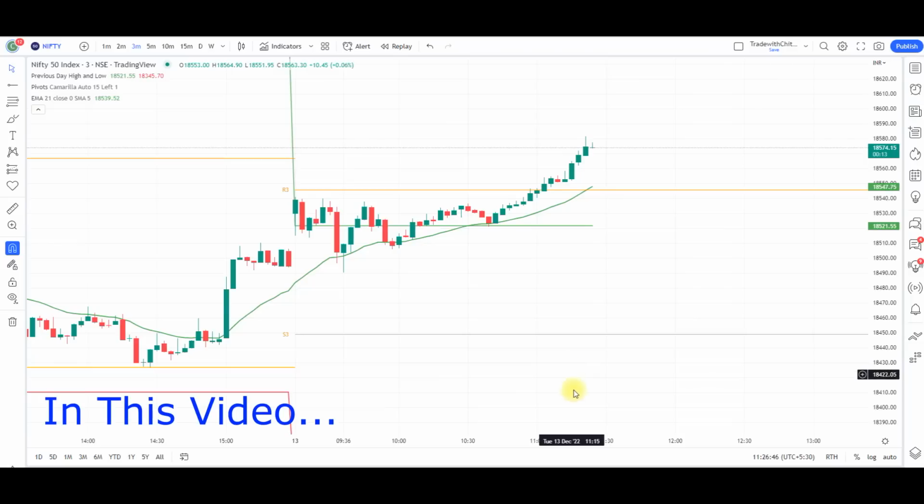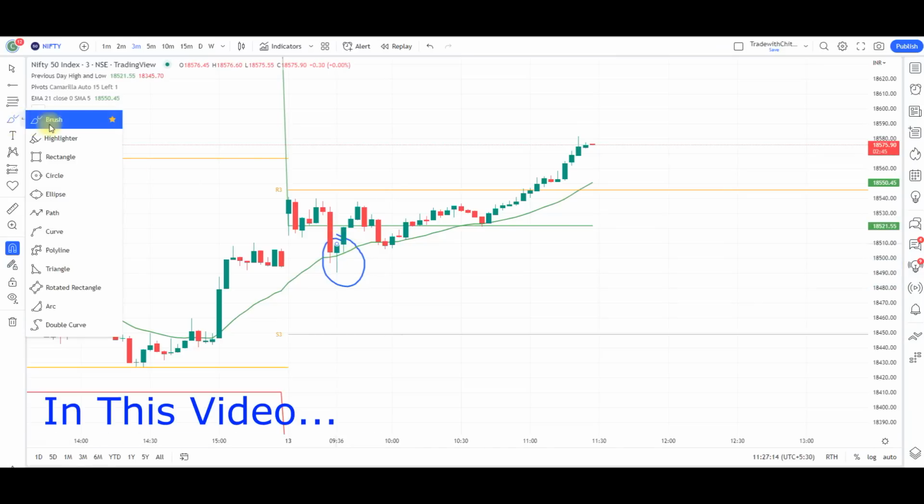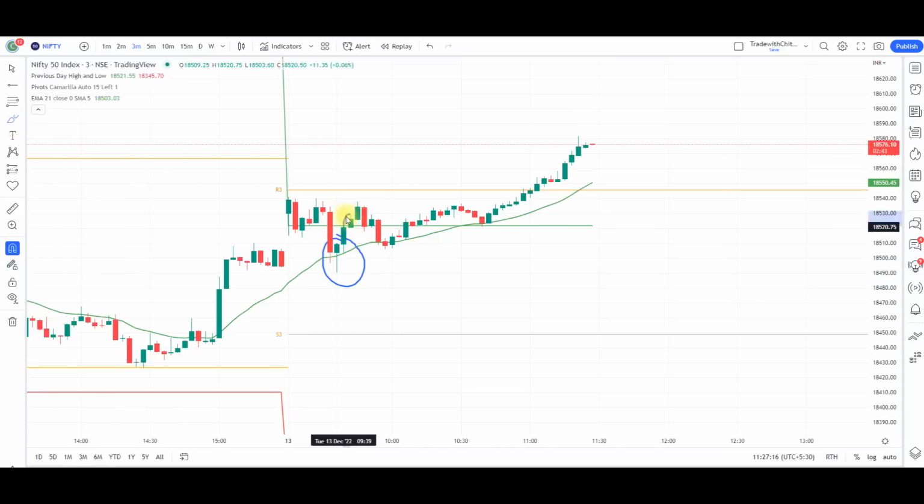This is the live trade which I have taken today, that is 13th December 2022, in this hammer. I entered long above this hammer and I booked my profits here in this green candle.